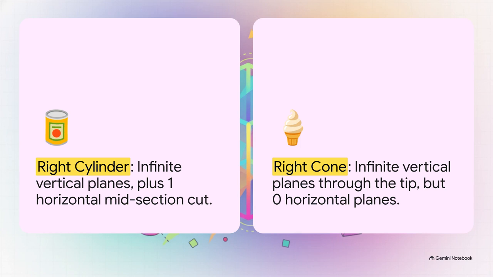But what about horizontal cuts? Imagine slicing that tin can horizontally right through its waistline. You get a perfect mirror image top and bottom. That's one horizontal plane for the cylinder. But a cone? If you slice it horizontally, the pointy tip is entirely asymmetric to the wide, flat base. So the cone gets 0 horizontal planes.